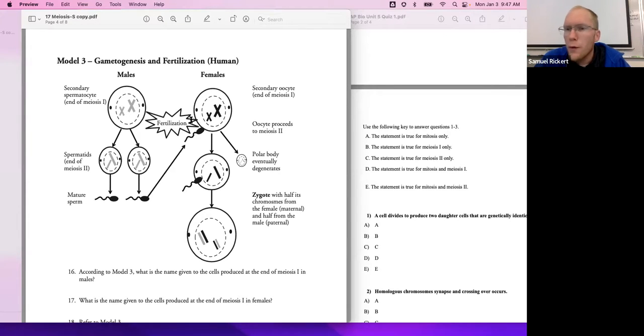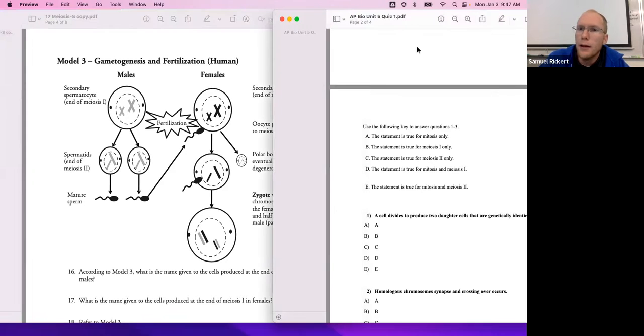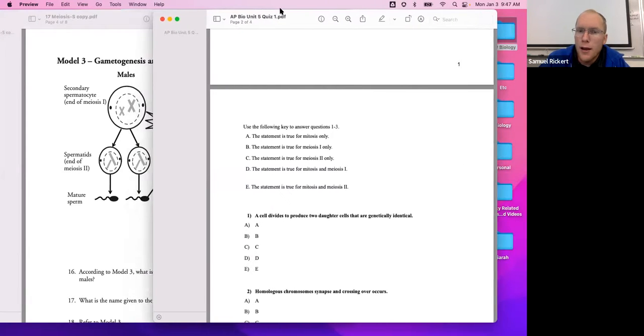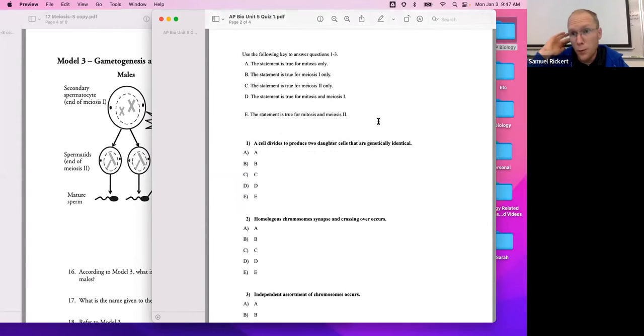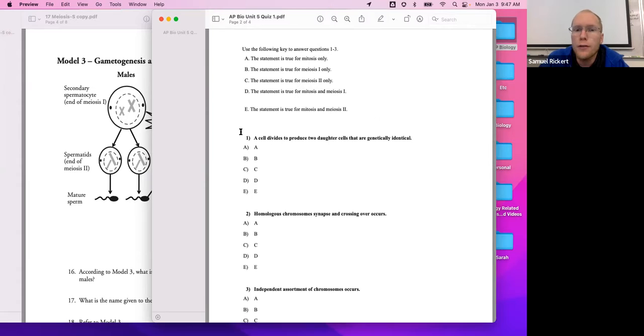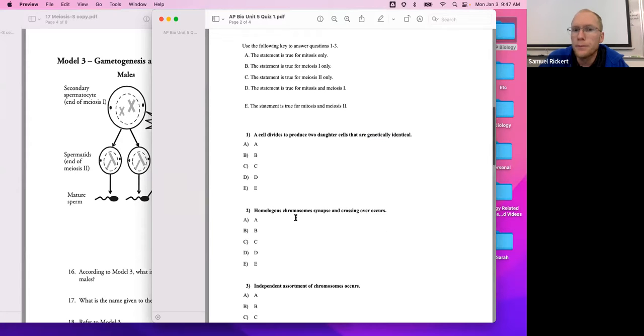Okay, so to wrap up this, I want to look at some quiz questions that I gave my students just for a quick review. So at each point, after each of these questions, you can pause the video and try them for yourself. So question 1, where does this occur? A cell divides to produce 2 daughter cells that are genetically identical. Keyword is genetically identical. Hopefully you said A, this is true for mitosis only.